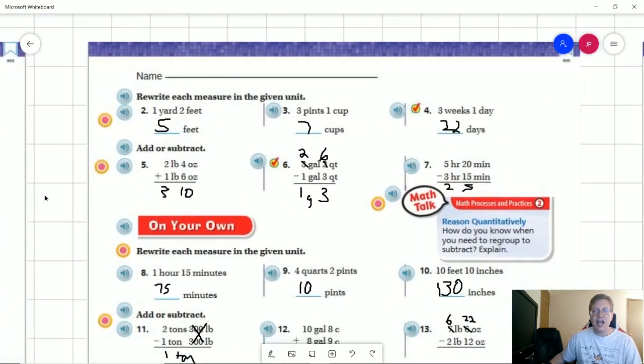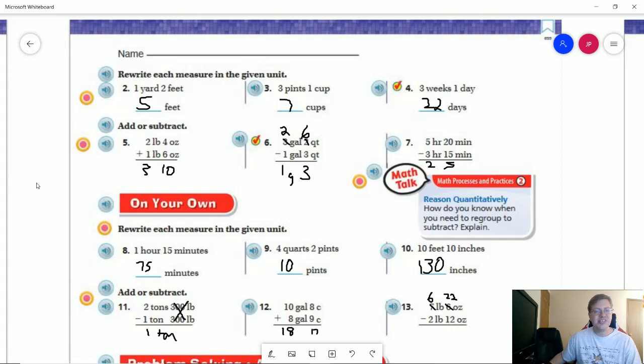And so I've written a lot of these down already just to save time because it is going to take a long enough time, even though I'm only going through number 13, to go ahead and talk through everything. So pause the video, work on it on your own if you need to, and then when you're ready, hit play. So for number 2, I'm going to be doing 1 yard times 3 feet.